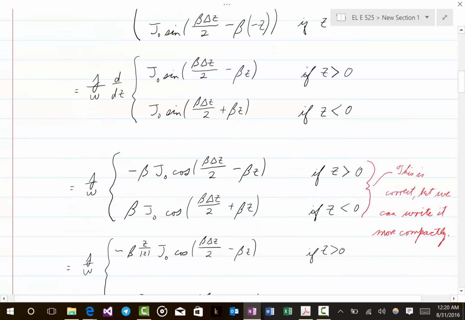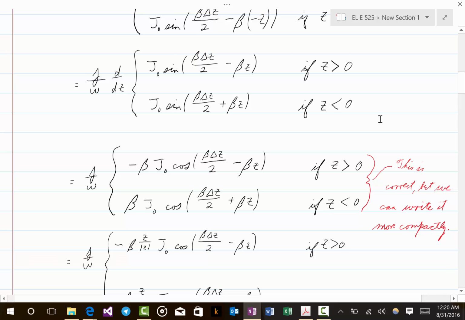And now we are ready to go ahead and take the derivative, and j naught is just a constant, so when we take the derivative of this first term, the j naught just comes outside of the derivative, and the derivative of sine of u is equal to cosine of u times du dz.